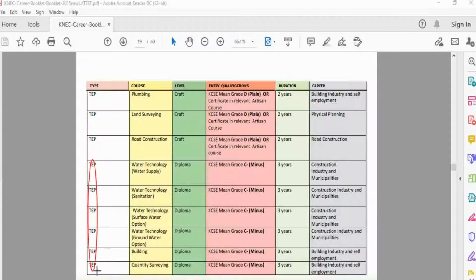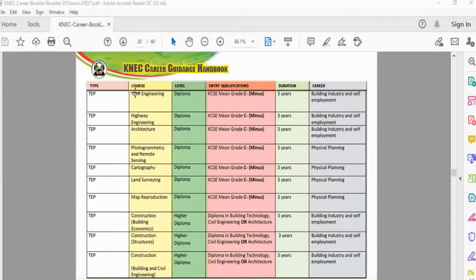For these courses, they are no longer TEP, but they are modular. That is, you sit for the national examination after every end of year, and you'll be required to pass that examination before you proceed to the next year. There is Diploma in Civil Engineering, Diploma in Highway Engineering, Diploma in Architecture, Diploma in Photogrammetry and Remote Sensing, Diploma in Cartography, Land Surveying, Map Reproduction, Construction, that is Building Economics, Construction Structures, and Building and Civil Engineering.